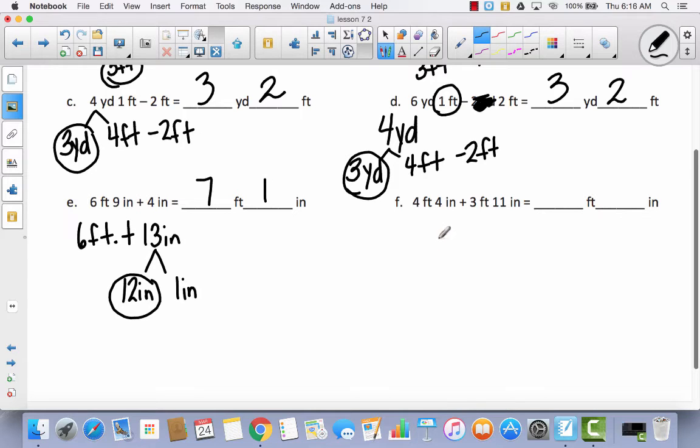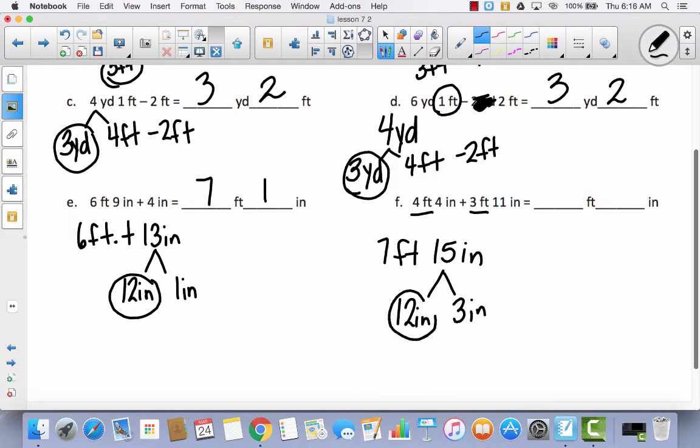Okay, let's try one more. So let's add feet to feet. So 4 feet plus 3 feet is equal to 7 feet. And then let's add inches. 4 inches plus 11 inches equals 15 inches. So I'm going to decompose these inches into however many inches make a foot, which is 12. And then there's 3 inches left over. So I'm going to add this foot to 7 feet, and that gives me 8. And then I have 3 inches left over.